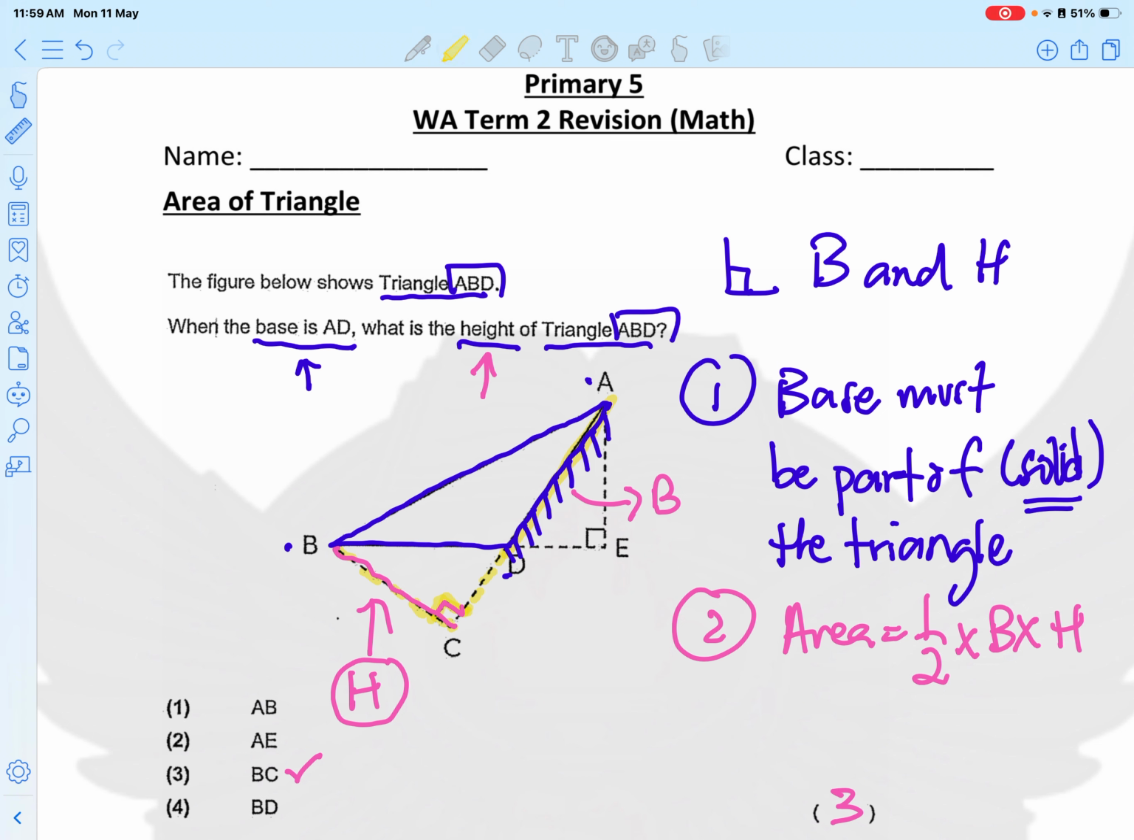And we've come across this point where the base and height of any triangle have to be perpendicular to each other. So it means that we're looking out for a height that can form a right angle to the base given here. So in this case, we have found that it is BC, and we have covered that the base must be part of the triangle. It must be solid. And for future reference, if needed, we need to use the formula area equals half times base times height in the next few questions.